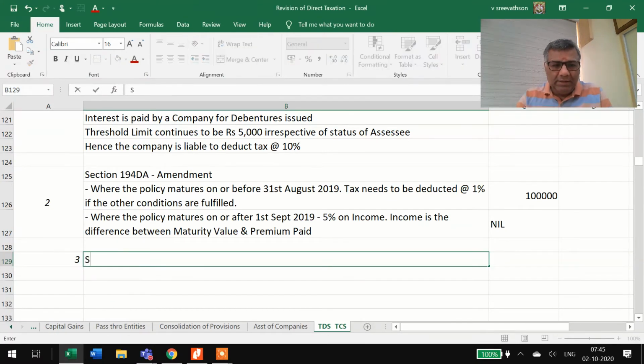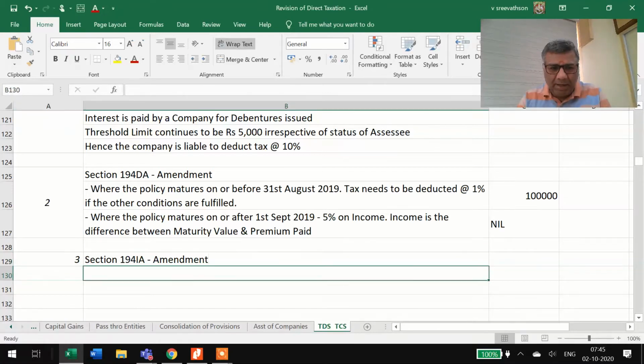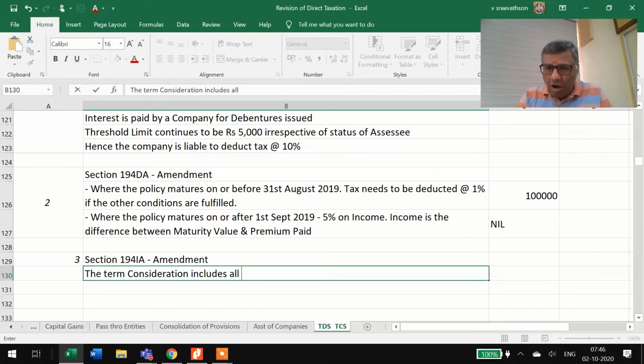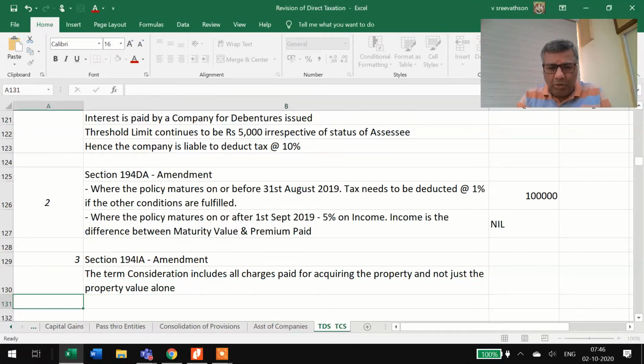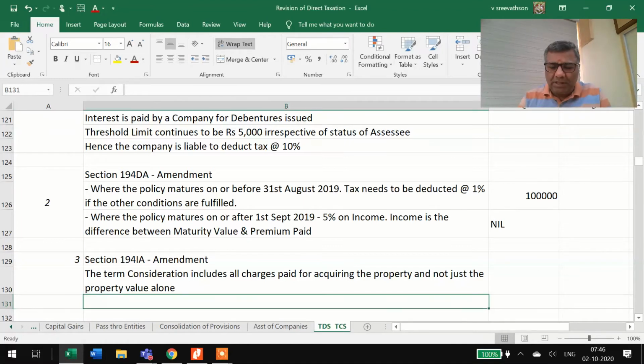This I am talking about is the section 194IA amendment. It is a clarificatory amendment. The term consideration includes all charges paid for acquiring the property and not just the property value alone.